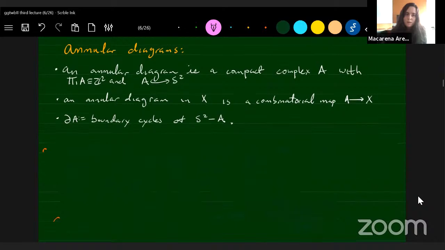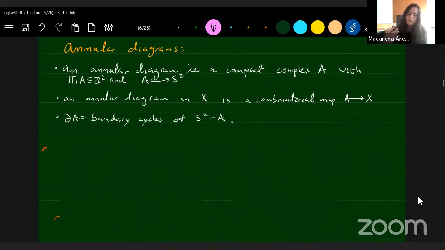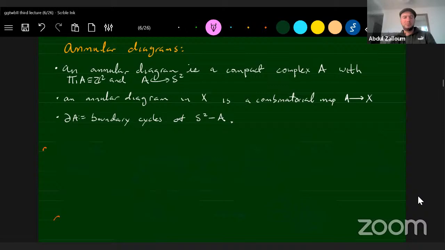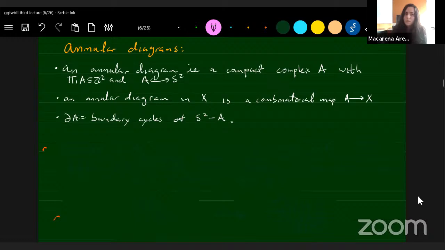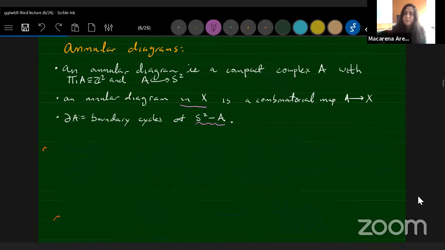And as in the case of these diagrams, we have a way to limit ourselves to nice annuli. So an annular diagram is a compact complex that is homotopy equivalent to an annulus and that embeds into the sphere. An annular diagram in X is just a combinatorial map from the annulus into X. And the boundary of the annular diagram is the union of the boundary cycles of the sphere minus the annulus.